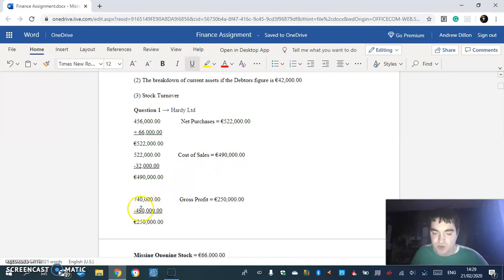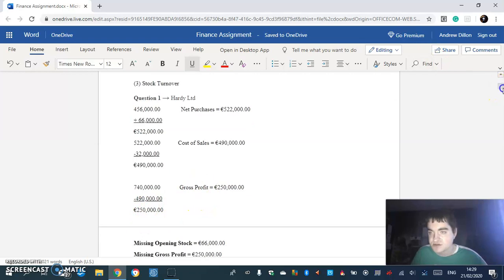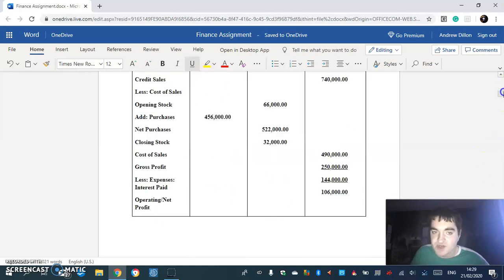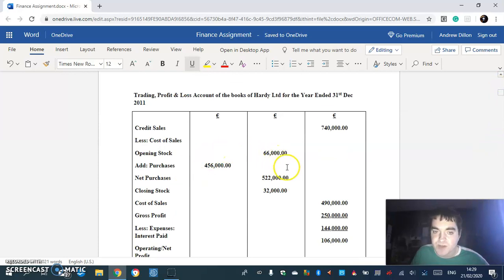Then this will find my missing gross profit. It is my credit sales minus the cost of sales, and I'll get my answer of 250,000 to find my missing gross profit. And that's what I needed to do to get my 4 marks. I needed to put in the missing opening stock, my missing gross profit, and the missing net purchases. There are question marks on the sheet, and I have to find the missing numbers. And once I did, I put them into my trading profit to insert them into the full table.